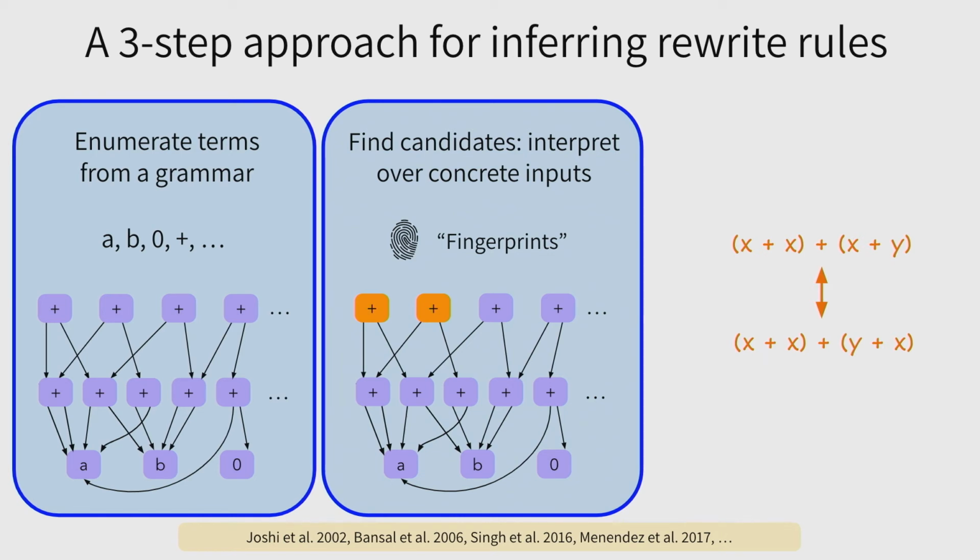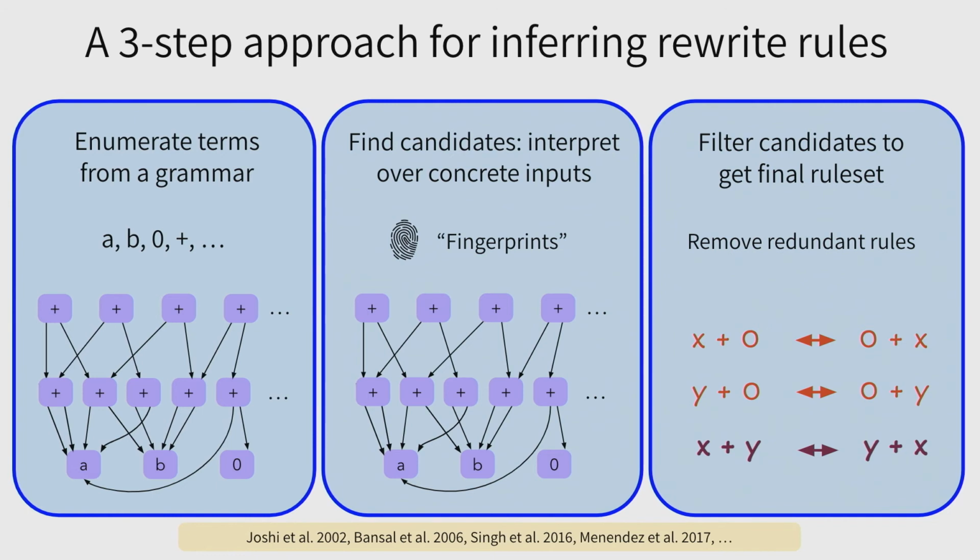But I also might find some rules that aren't so hot, right? Like x plus y and x plus y plus x. Those will also always evaluate to the same thing. But that's not a very good rule, right? It's not minimal. It's not orthogonal with respect to the other rules. So this last step is I want to somehow figure out which of these rules are worth keeping around. How do I get a good set of rules?